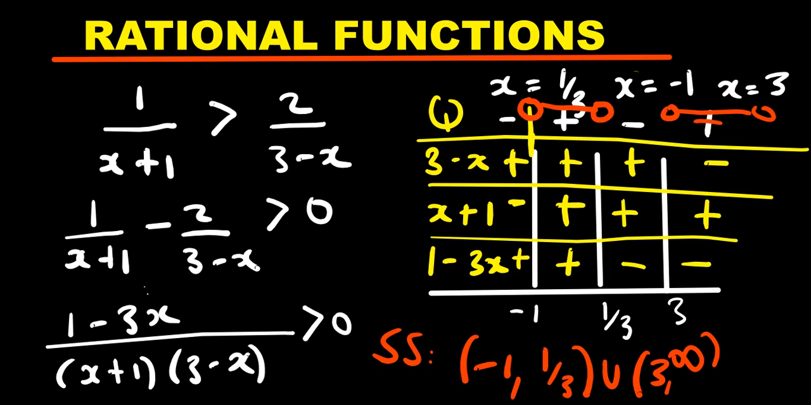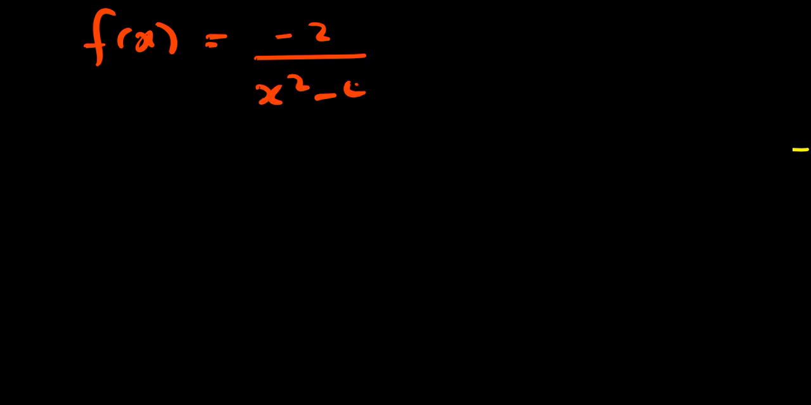Then how do you sketch rational functions? Okay, so let me make something clear. Let's say you're given f of x is equals to -2 over x squared minus 4. Now, when you are sketching rational functions, make sure that you find what we call the vertical asymptote and the horizontal asymptotes, okay?